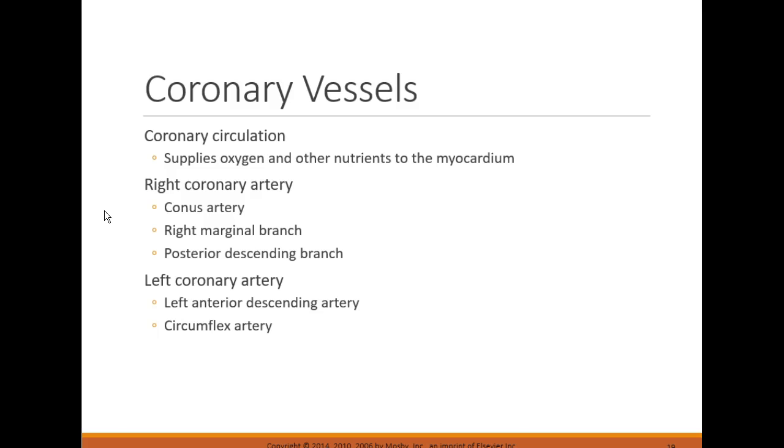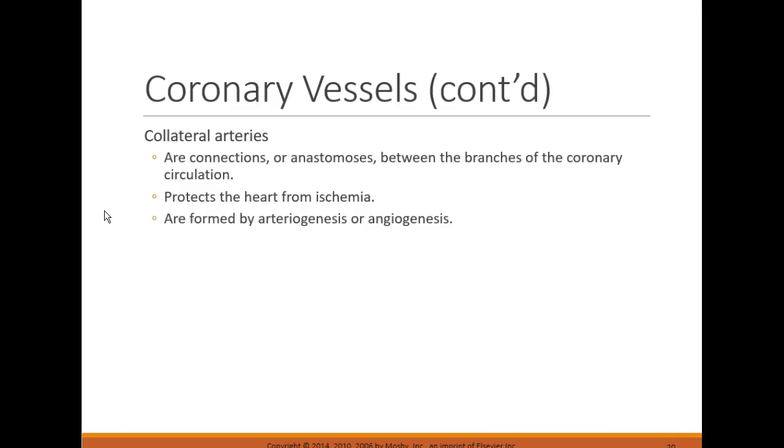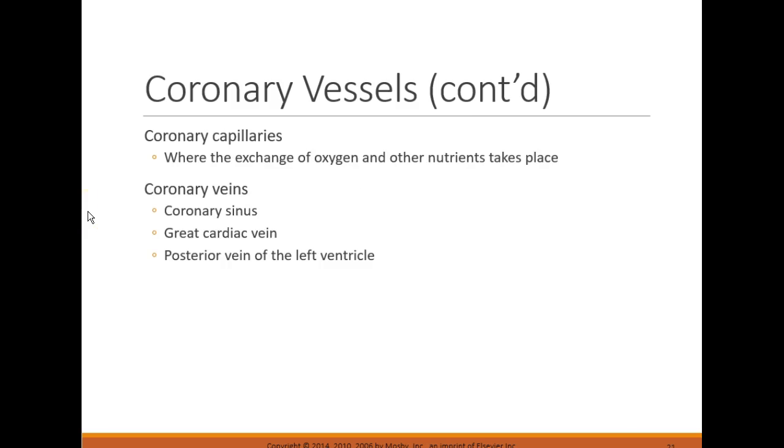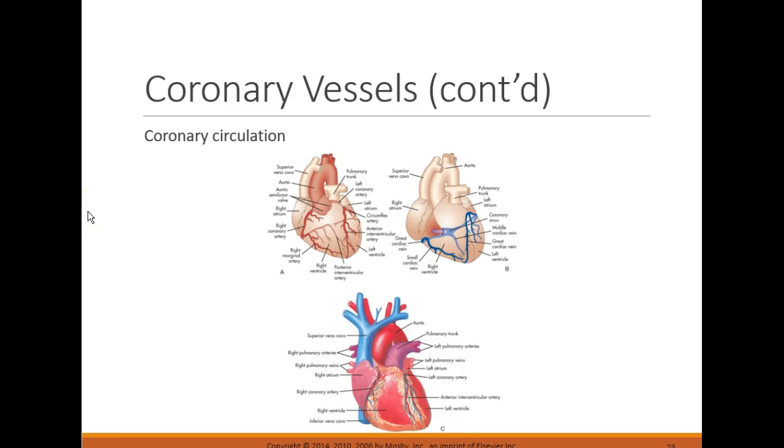Then we talk about the coronary arteries and vessels, and these are actually the vessels that supply the heart itself. And these become the major players when you're talking about a myocardial infarction. The collateral vessels, you can particularly have these after you do have a myocardial infarction. You'll develop collateral circulation. And here's just a diagram of the cardiac vessels.